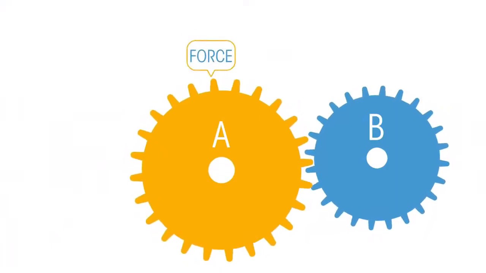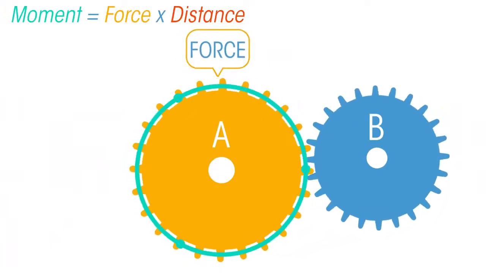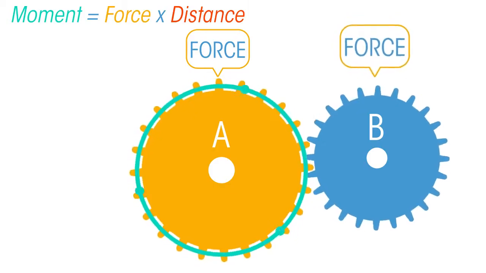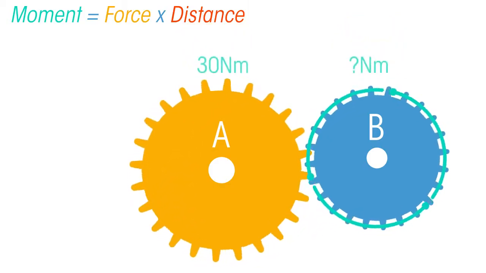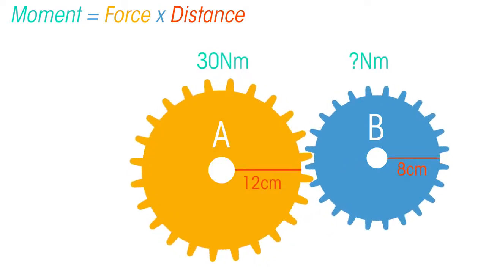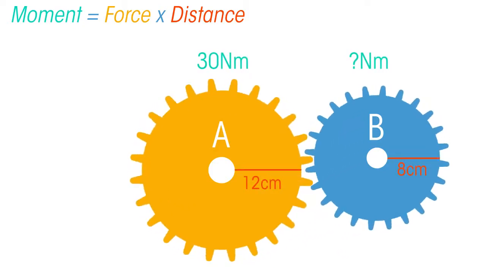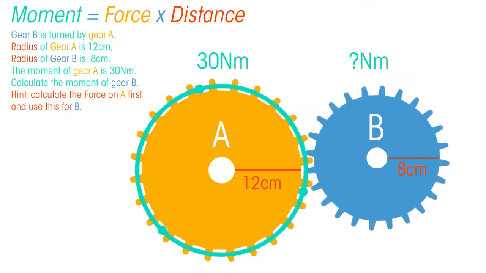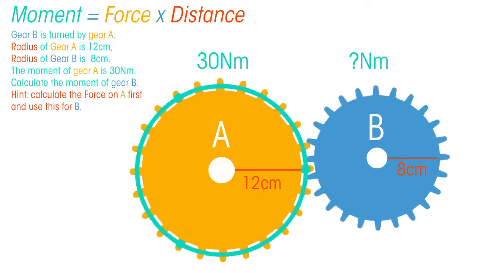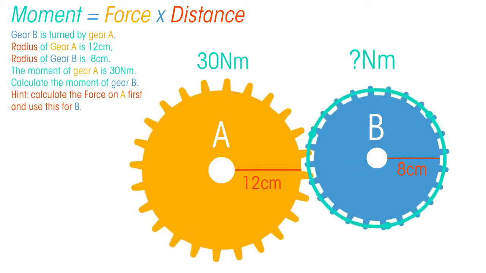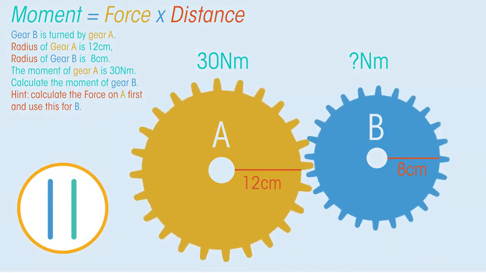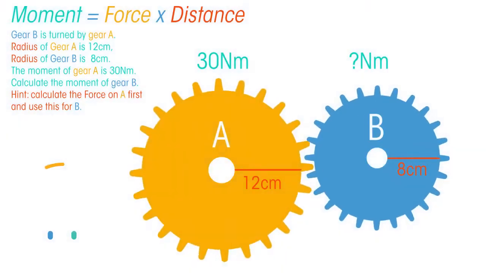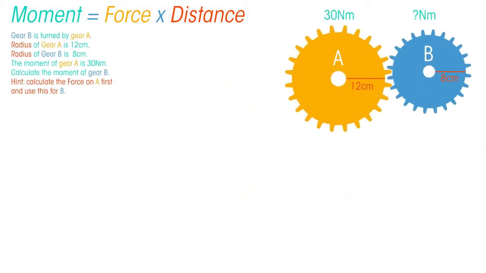Let's look at an example. The force that is exerted on gear A will be the same as the force that also acts on gear B. But the moments will be different. So start by working out the force that's being exerted on gear A, and then use this force for B to calculate the moments acting on B. Pause the video and give it a go. Did you get it right?